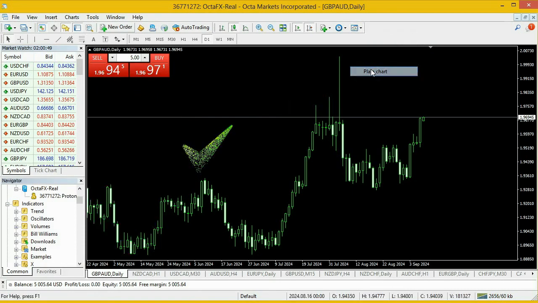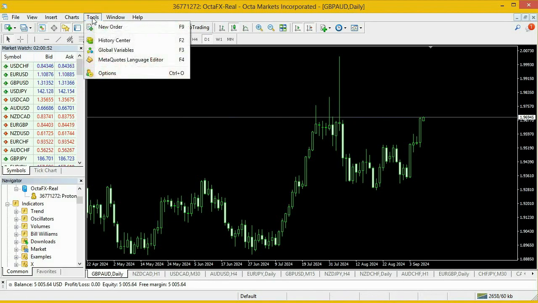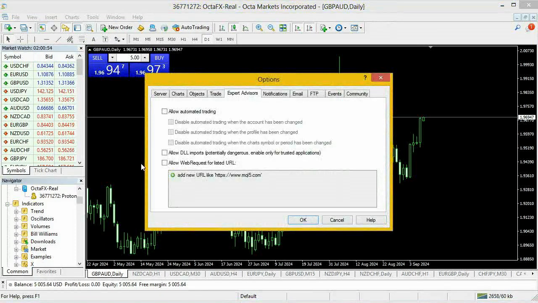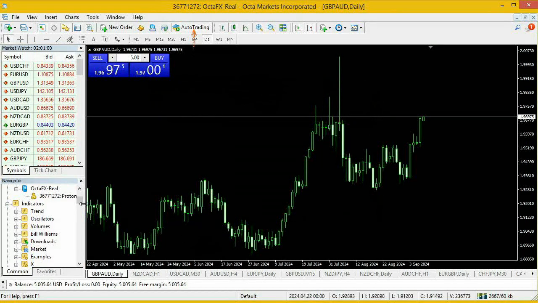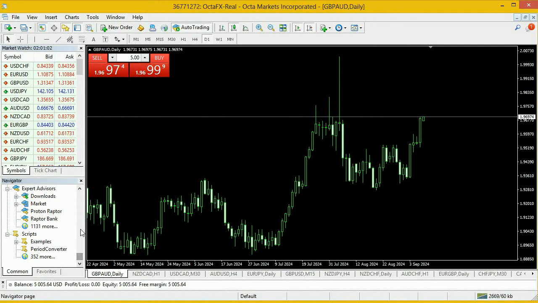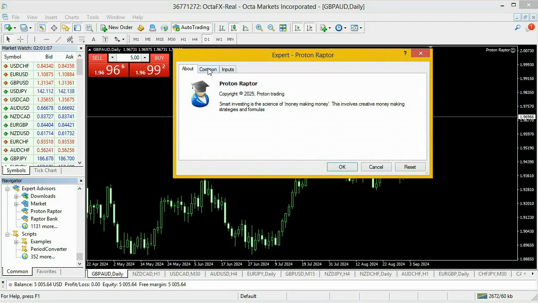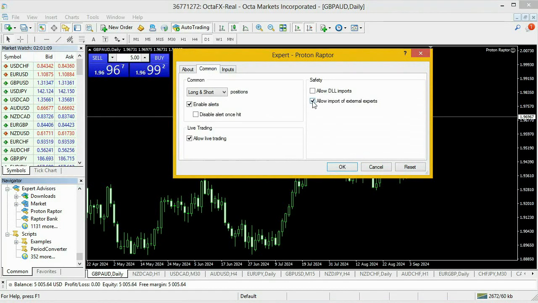From here, we need to enable automated trading. On this dialog box, allow automated trading must be checkmarked. You can also do this by clicking the auto trading button. We then load the expert. You can deactivate external experts.